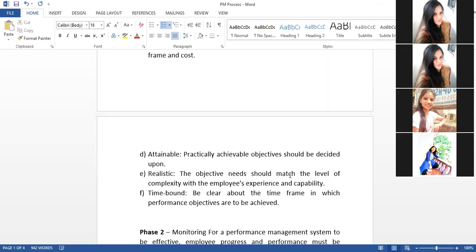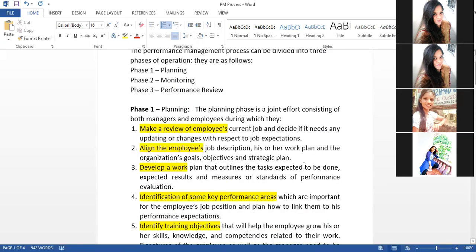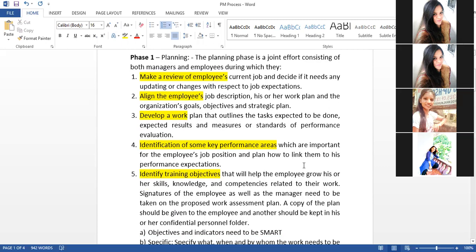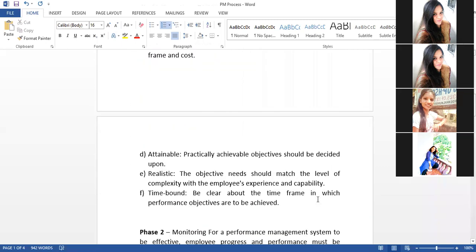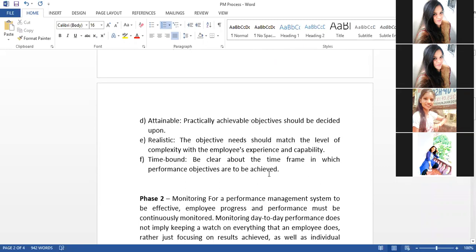Tomorrow there should be no discrepancies, that employees should not be in the dark, that they did not know by when this project had to be completed. So keep a time bound and inform your employees accordingly so that they work on it. I hope phase 1 is very simple to understand and there is no difficulty here. Yes, ma'am.